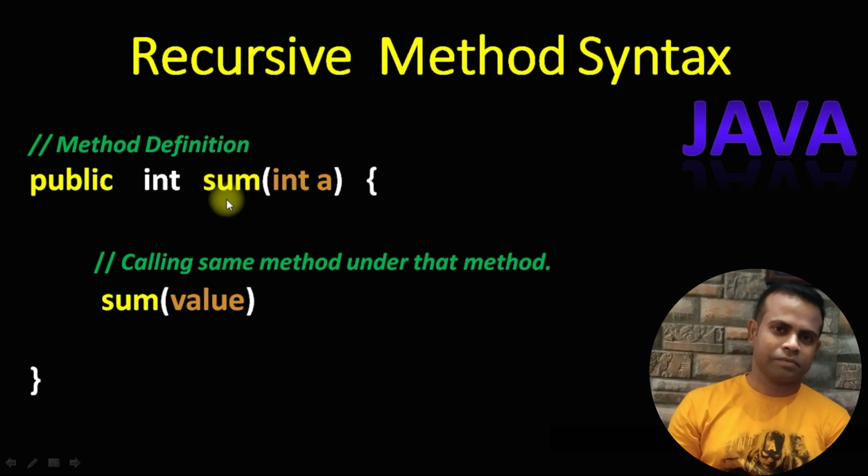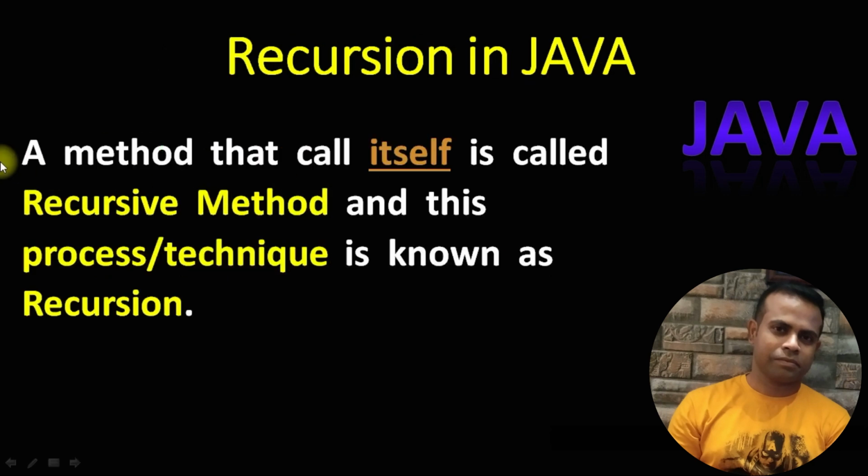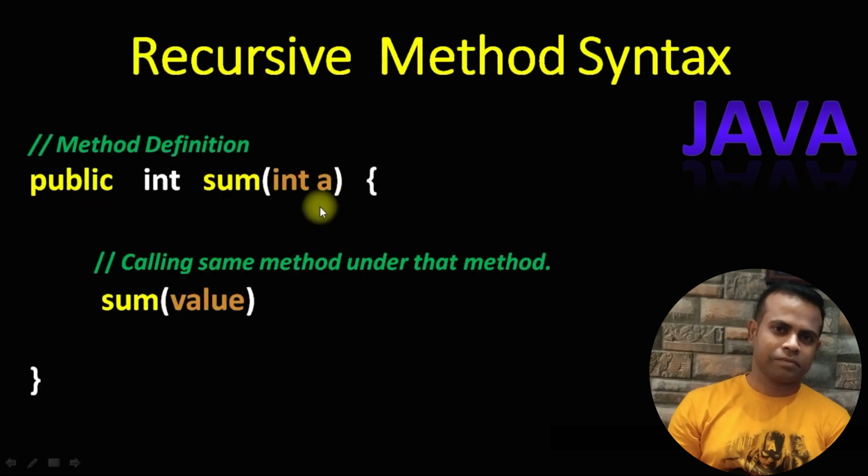Let's say you have a method sum and you are trying to call the same method sum under this method. This type of technique or process is called recursion in Java, and this type of method is called a recursive method. So if you take the definition, a method that calls itself is called a recursive method, and this process or technique is called recursion. If you check the syntax again, the method is sum, and this sum method calls itself from under this sum method.